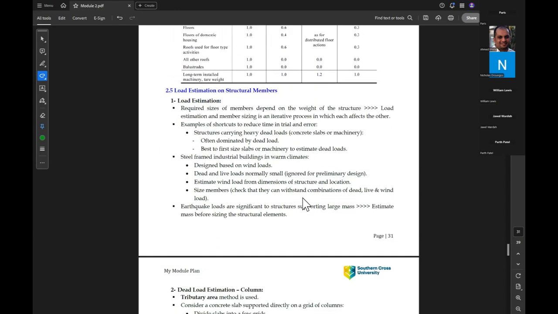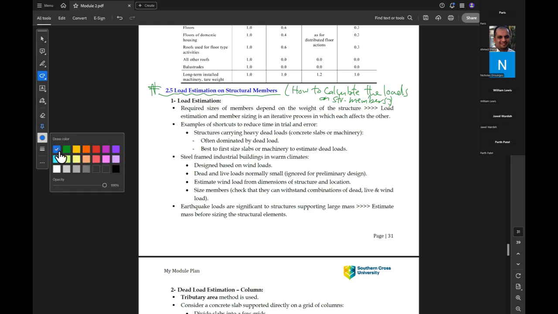And our last thing is load estimation on structure members. So how to calculate the loads on structure members. Okay, so for load estimation, we require sizes of members depending on the weight of the structure, which means load estimation and member sizing is an iterative process in which each affects the other.